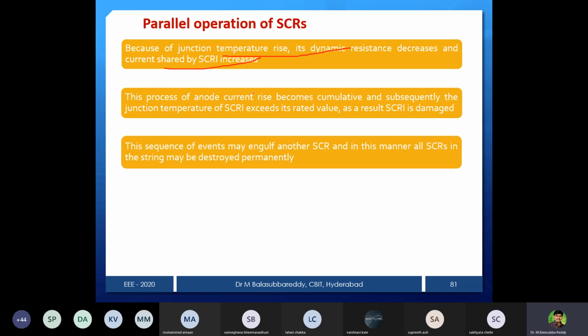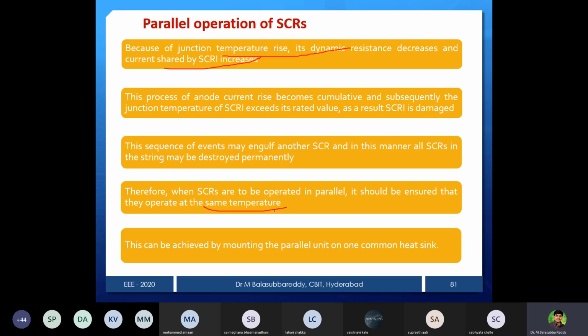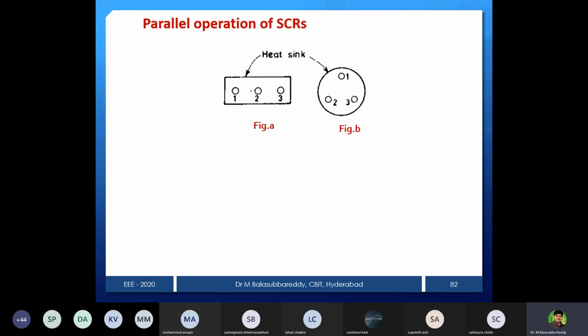So to overcome that problem, you have to make the temperature uniform. So that's what paralleling should be: ensure the operation is at the same temperature. For that reason, we can place them like this. Over in 2 minutes, it ends. So now you make it a common heat sink.